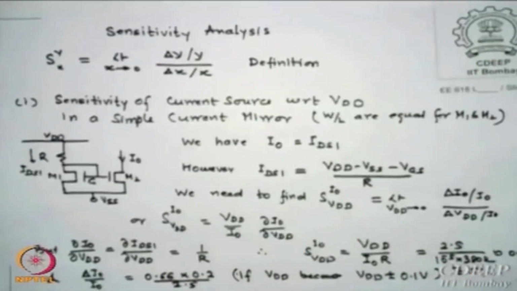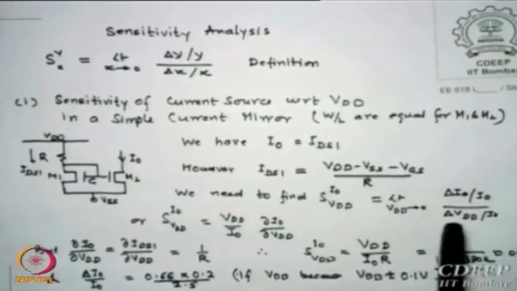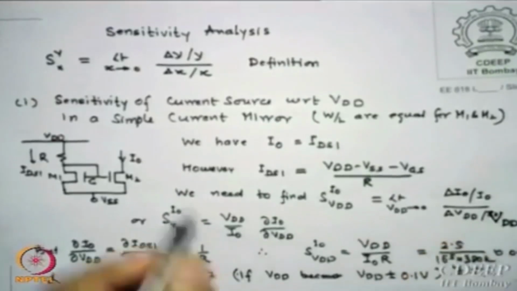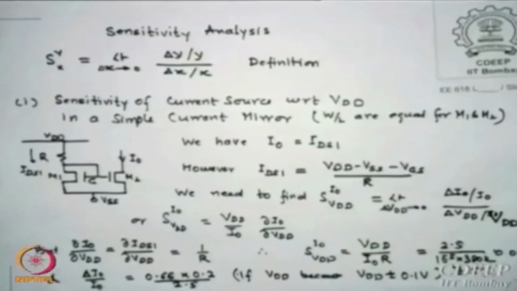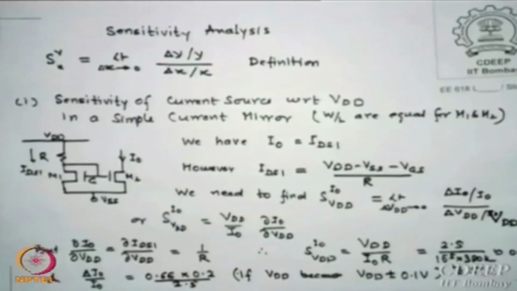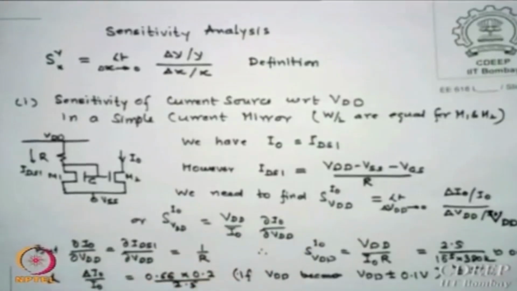Now we want to find the sensitivity of I0, because that is my output, with reference to variation in power supply voltage. So I define it as the limit of delta VDD tending to 0, very small value, of (delta I0 by I0) upon (delta VDD by VDD). Sorry, I made a mistake. If I rewrite this, this is equal to VDD by I0 times the partial derivative of I0 with respect to VDD. So S of I0 with respect to VDD is VDD by I0 times delta I0 by delta VDD.